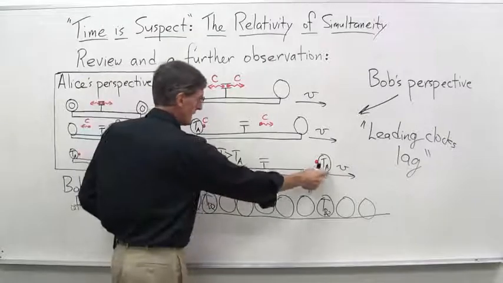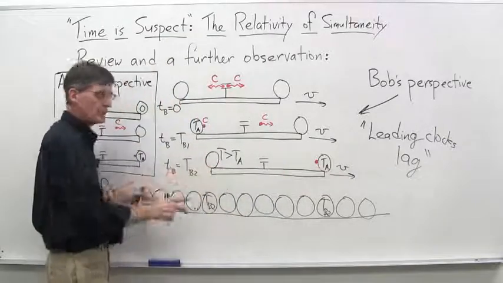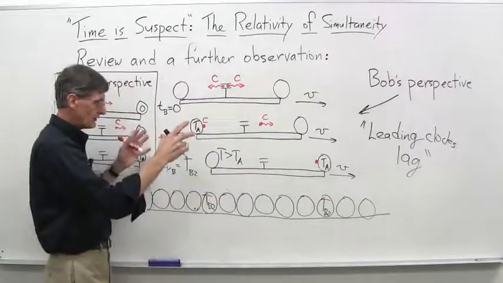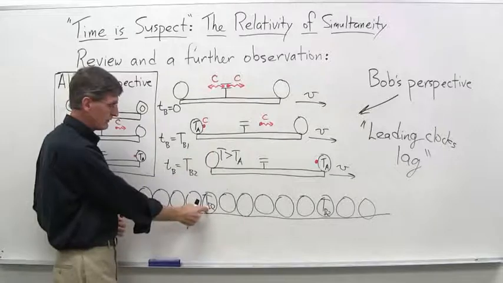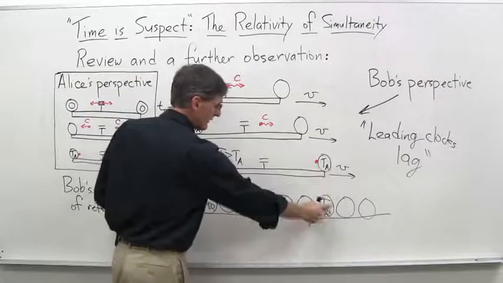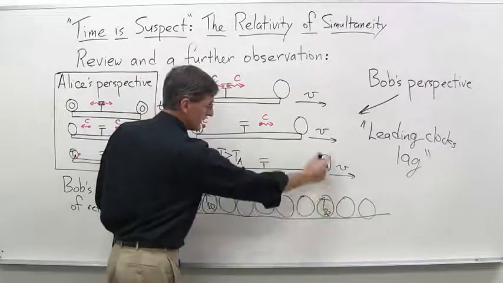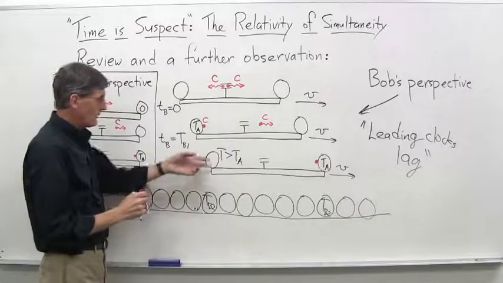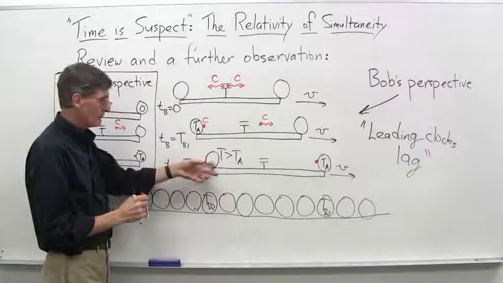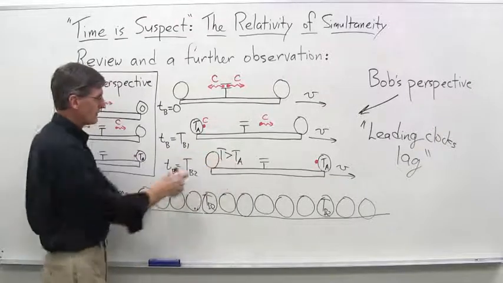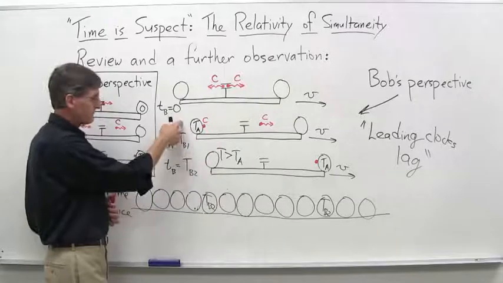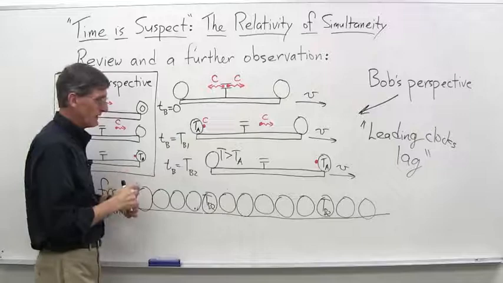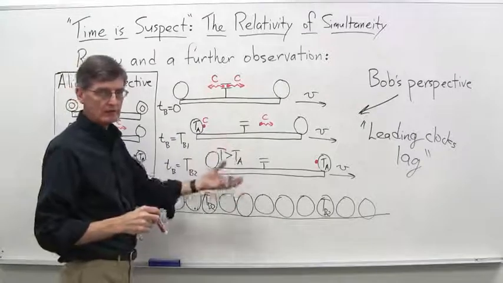This clock, T sub A, is behind this clock from Bob's perspective. Remember, all Bob's clocks are synchronized to him, so he could take a flash photo right here. His clock would read TB2. He'd take the flash photo at the same time as far as he's concerned. He'd read TB2 here. He'd see Alice's clock read T sub A, but he'd see this clock of Alice's reading a time greater than T sub A because this clock passed T sub A earlier when that light pulse hit. And so again, leading clocks lag.